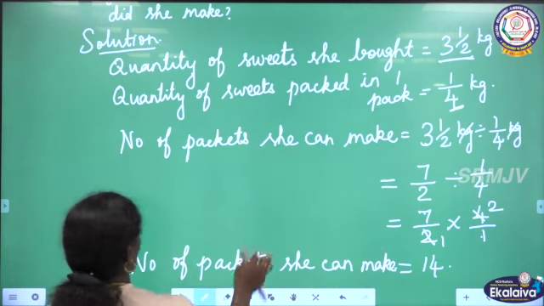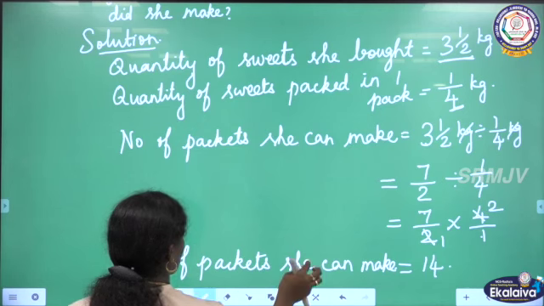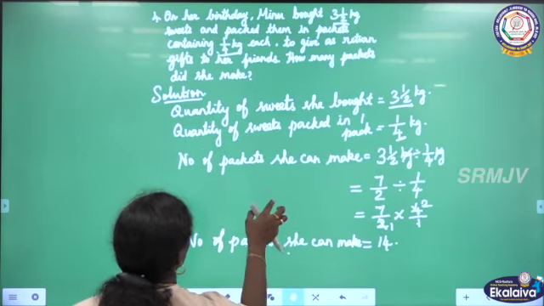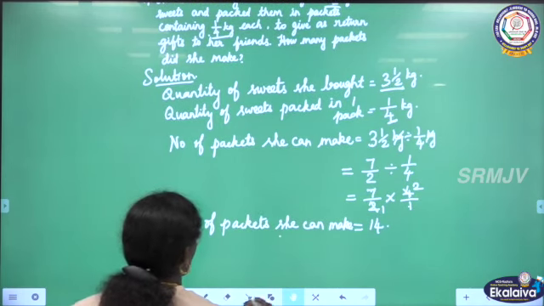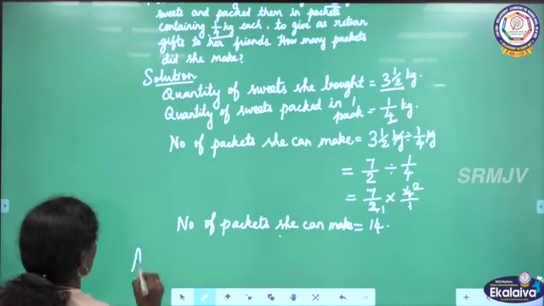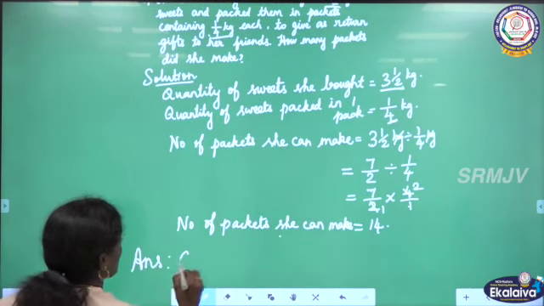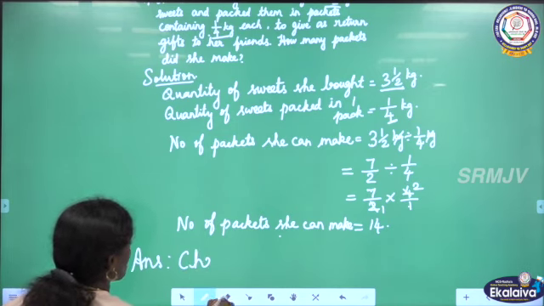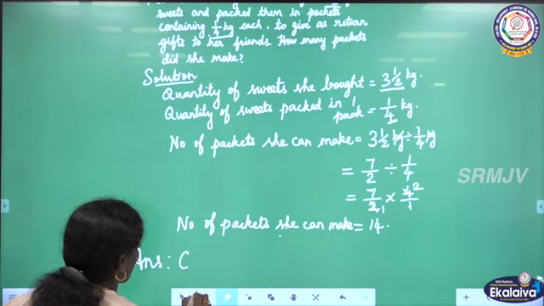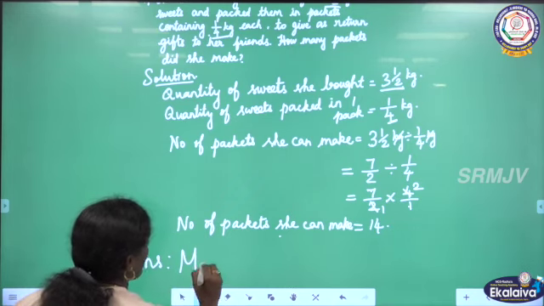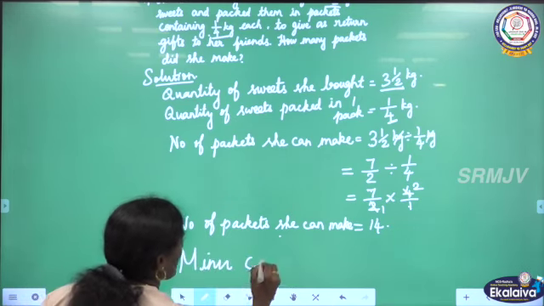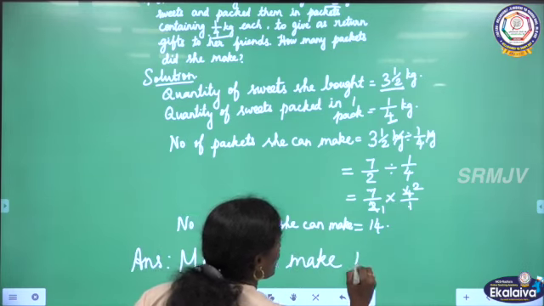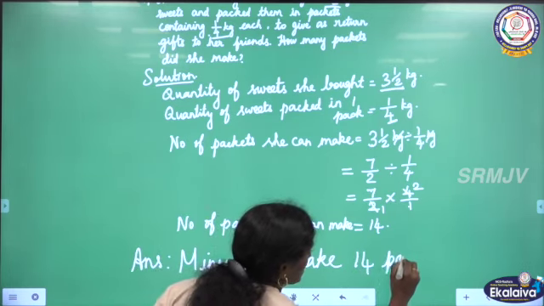Okay. So, answer statement. Meenu can make 14 packets.